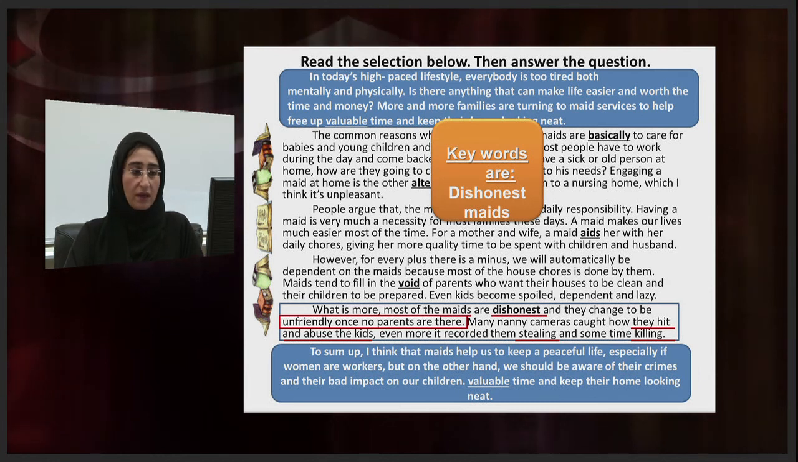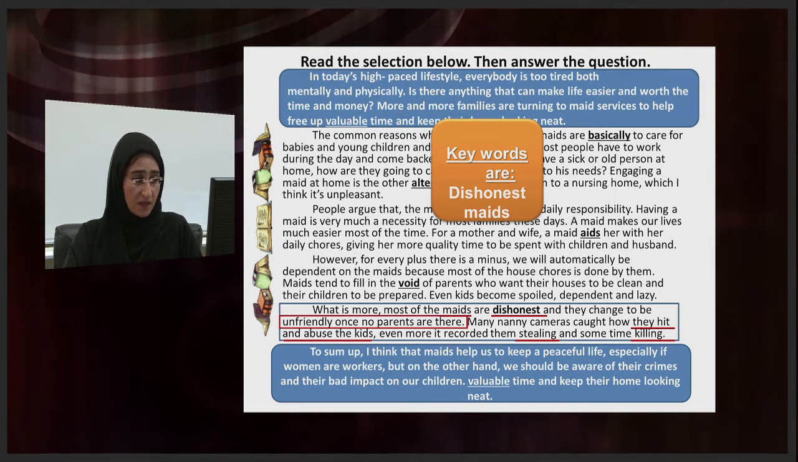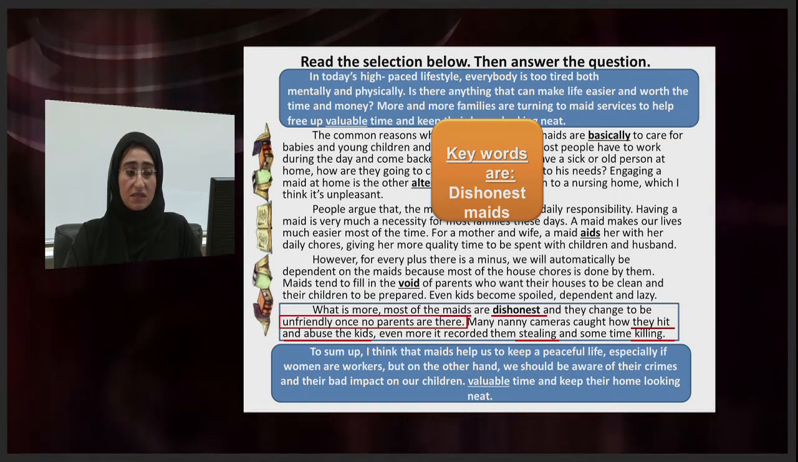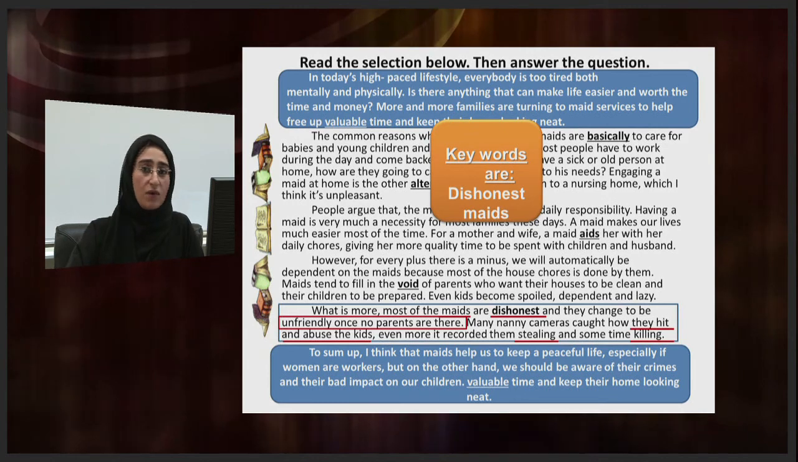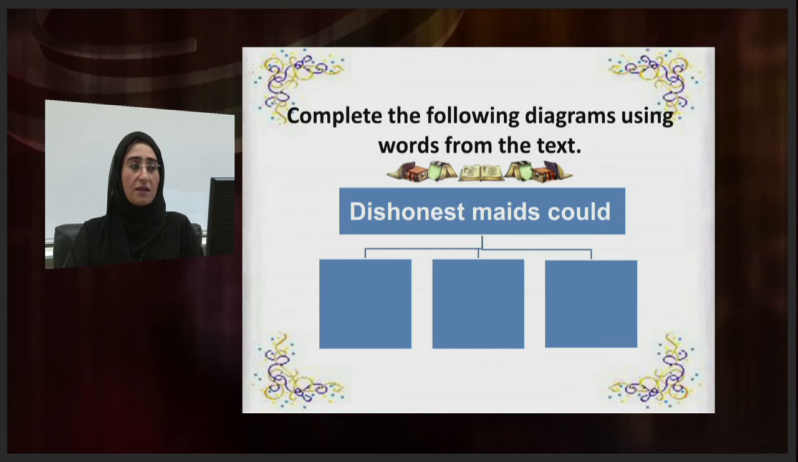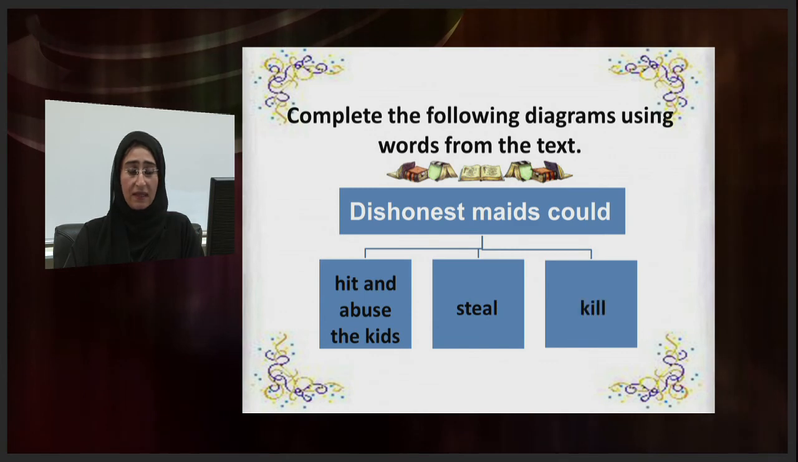So the words are shown here and underlined, and I highlight them with red line here. They hit, abuse kids, also steal and killing. So now we know the answer. So this is how you deal with this kind of questions. You go through the reading text, try to find the clues, and then you will read the whole part that you need to go through, and then try to find the answers. Let's look at it here. Complete the following diagram using words from the text. Dishonest maid could hit and abuse kids, steal and kill.